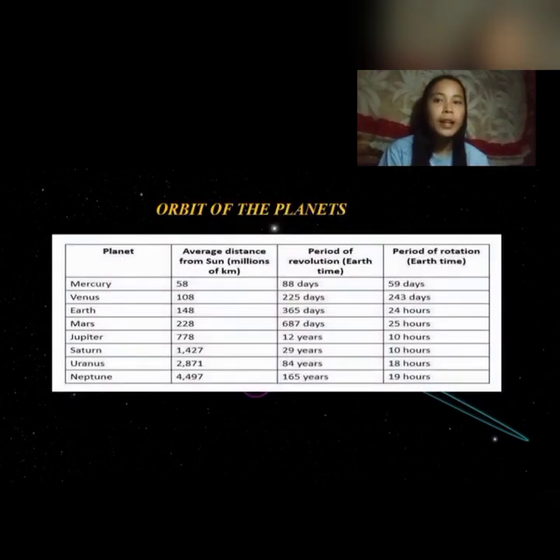So this is the table of the orbits of the planets. Mercury's average distance from the Sun is about 58 million kilometers. Period of revolution, 88 days. Period of rotation, 59 days. Then Venus, Earth, Mars, Jupiter, Saturn, Uranus, and Neptune. So these are the average distance from the Sun, the period of revolution, as well as the period of rotation.